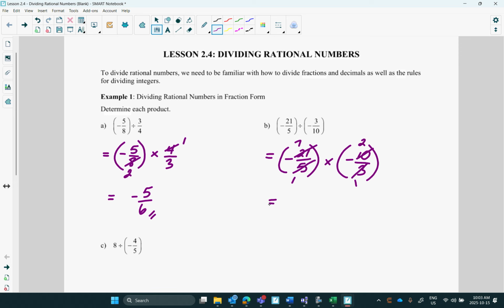Is my answer going to be positive or negative? Positive, and the answer? 14 over 1, but we don't leave the over 1. We just write it as 14. Okay.